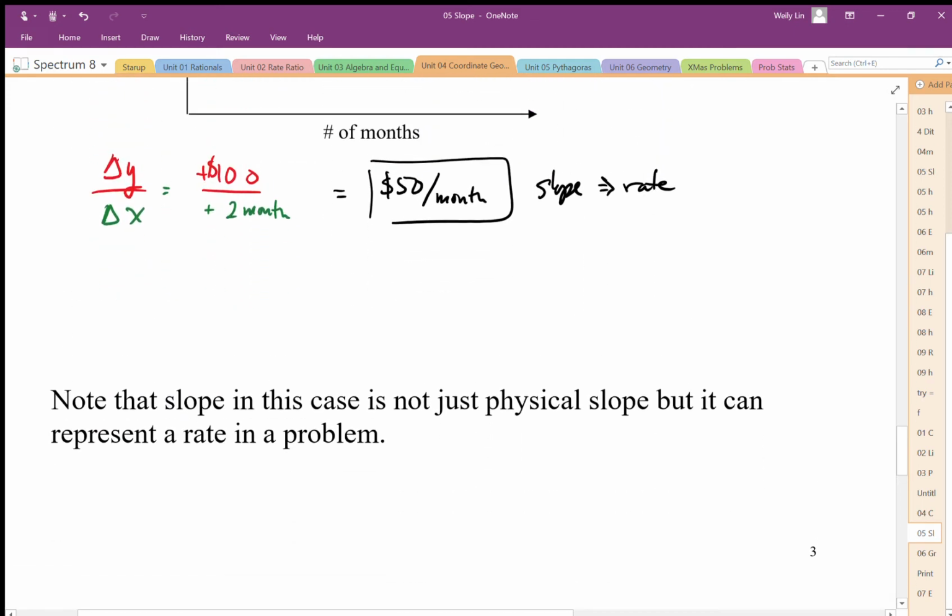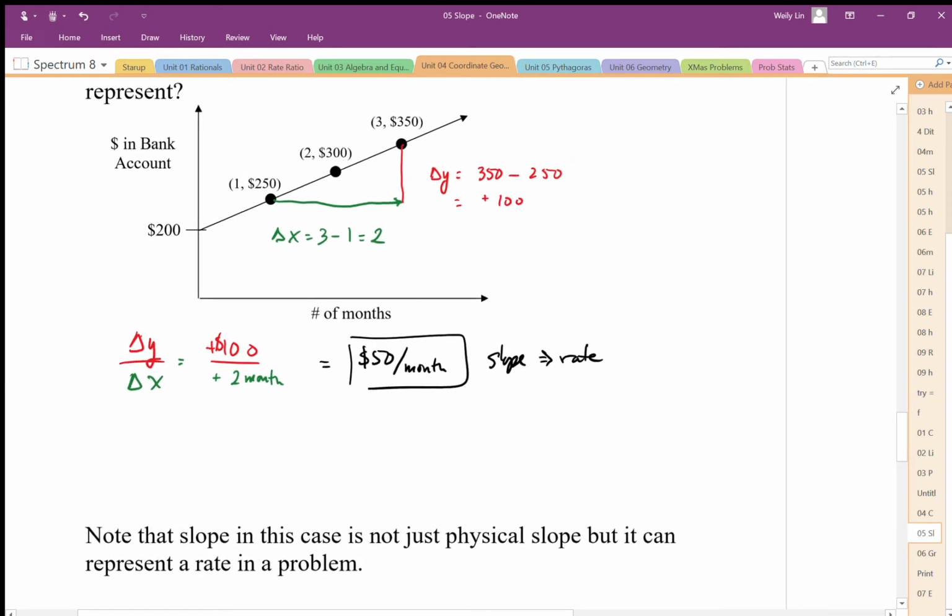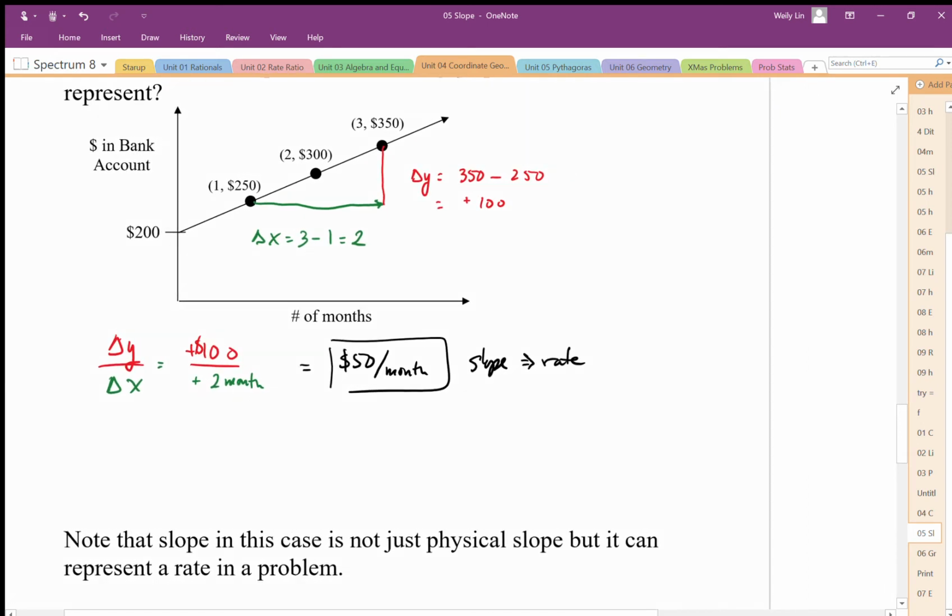So when we talk about slope, we have physical slope, right? So it's like a hill or a roof, but we can also think of slope as a rate. Okay, how much something changes vertically compared to how much things change horizontally. And we can find the changes by subtracting. Subtracting the coordinates gives us the changes.